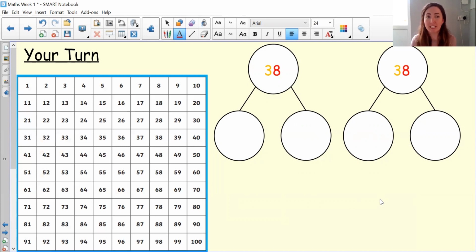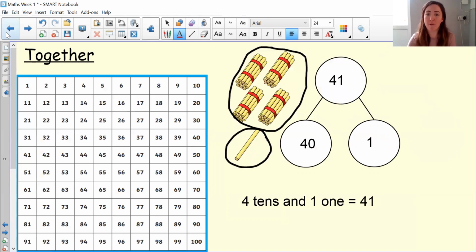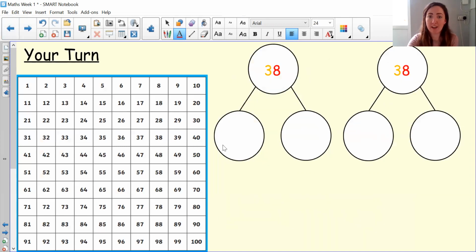And you can write down your sentence like we've done for the last two. So for this one, we wrote 4 tens and 1 one equals 41. So you're going to write down however many tens and however many ones equals 38. And then represent it with your Deans or with your other representations, and complete your part whole model to go with it as well. And then we'll come back and I'll show you and you can check to see if you've done it right. Okay, so pause the screen here to have a go at that and then come back.